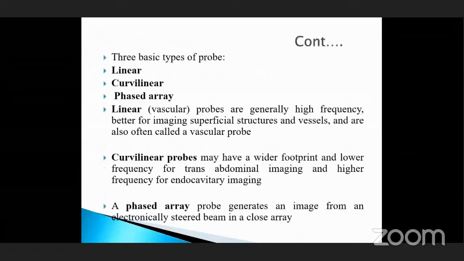Now, there are mainly three basic types of probes which are used in veterinary medicine: linear, in which the piezoelectric crystals are arranged in a rectangular fashion; curvilinear, in which the piezoelectric crystals are arranged in a curvilinear fashion; and phased array, in which the footprint is very small and a single piezoelectric crystal rotates in a fan-shaped manner to produce sound waves which can penetrate deeper and to a wider area.